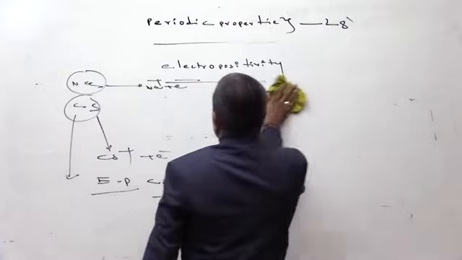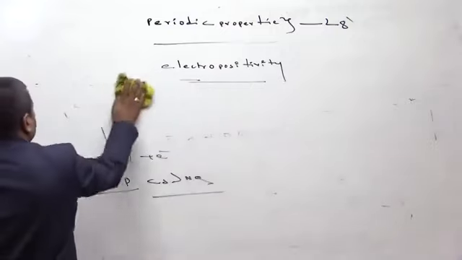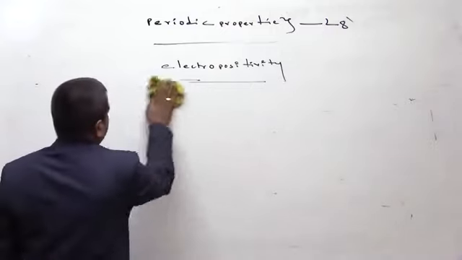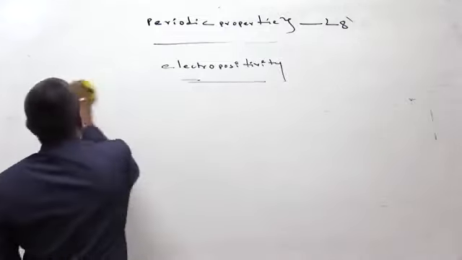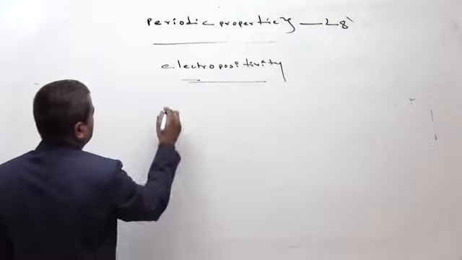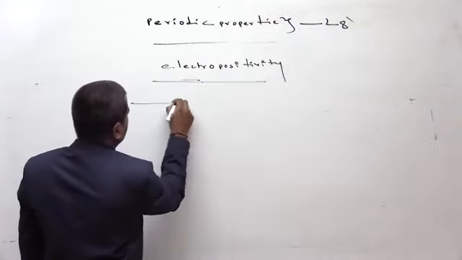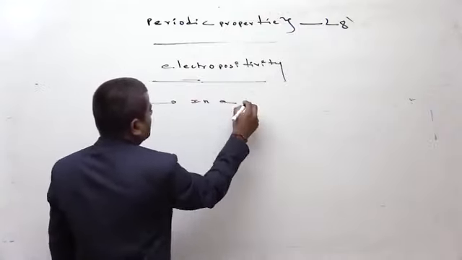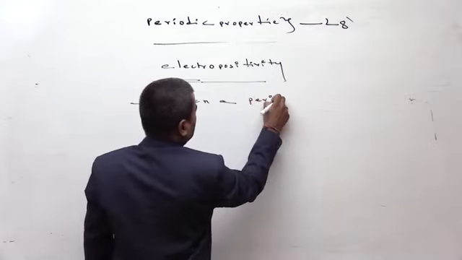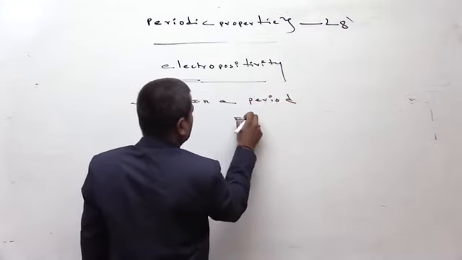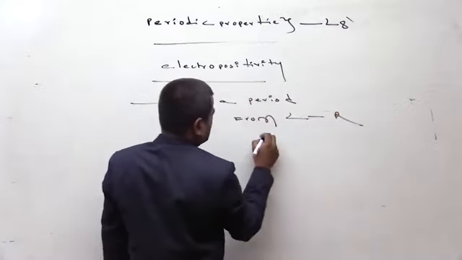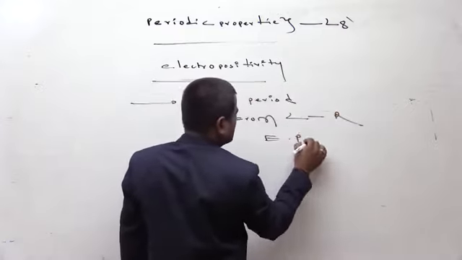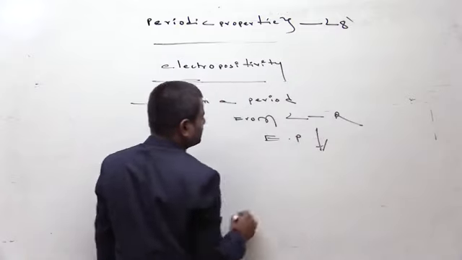In a period from left to right, electropositivity character decreases.